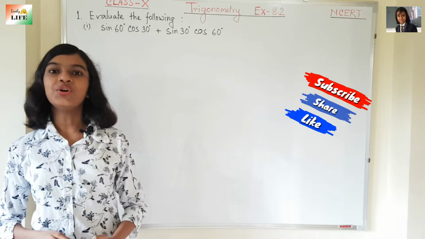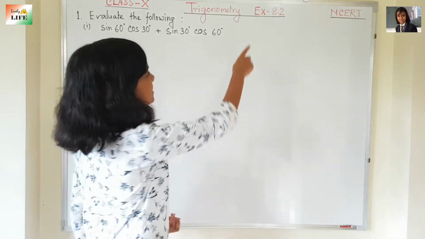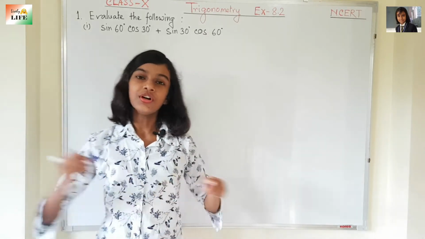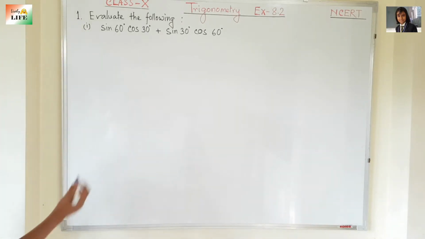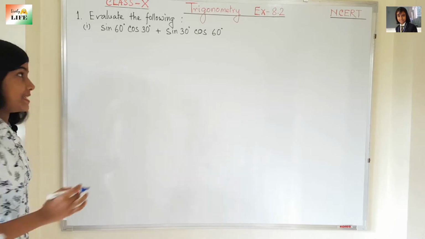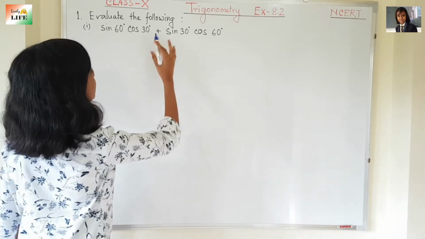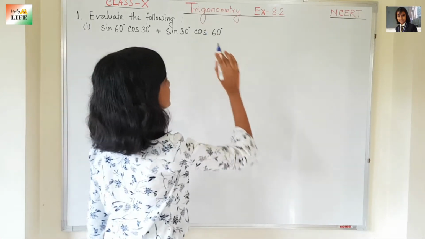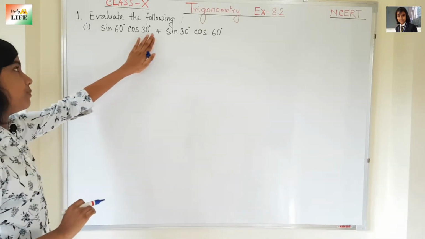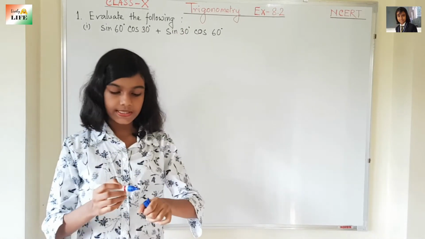In this video, we are going to start with exercise 8.2 of trigonometry class 10. So, let's solve the first number. What is number 1? Sine 60 cos 30 plus sine 30 cos 60. We have to find out the value of sine 60 into cos 30 plus sine 30 into cos 60.